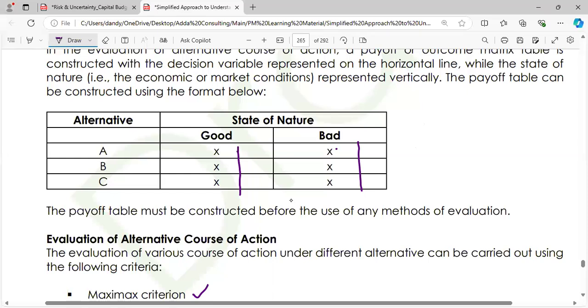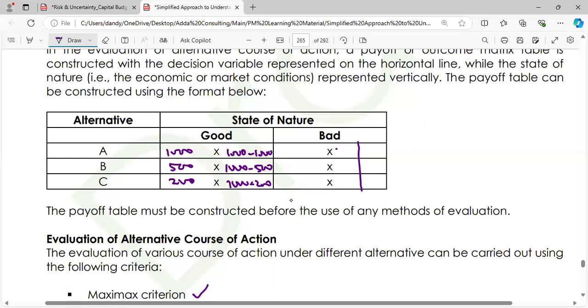Say, for example, under good we have 1,000 for A, 500 for B, then 200 for C. As you can see, 1,000 is higher than the rest of the figures. Therefore, step 1 says identify the highest figure in each column and deduct the other figures from it. So I will say 1,000 minus 1,000 gives me 0. 1,000 minus 500 gives me 500. 1,000 minus 200 gives me 800. So I will have the revised payoff values.